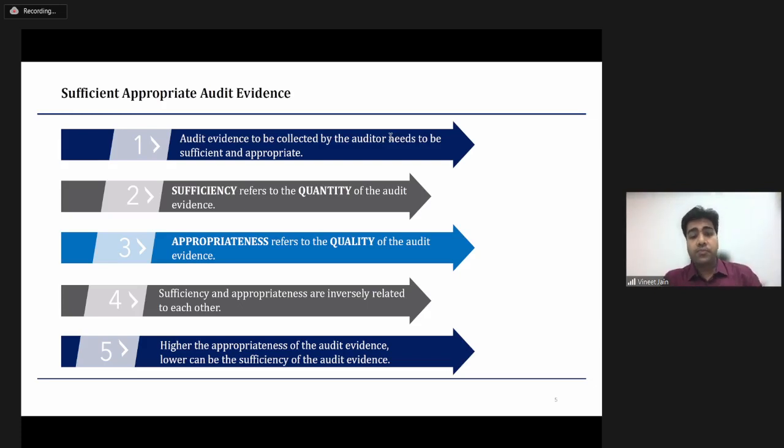So this way, sufficiency and appropriateness are inversely related to each other. Higher the appropriateness, lower sufficiency required. Lower the appropriateness, higher sufficiency is required. So this is basically what sufficient appropriate audit evidence means.